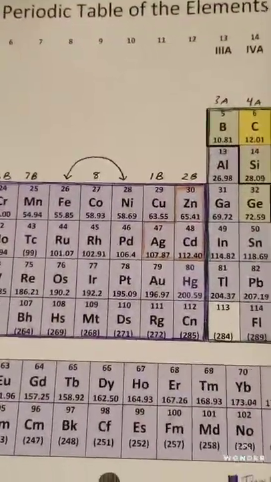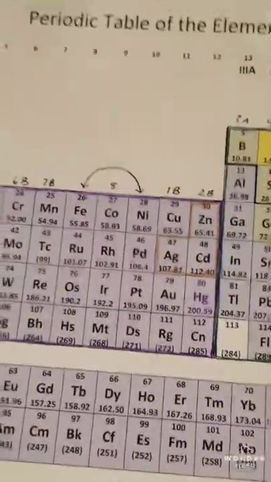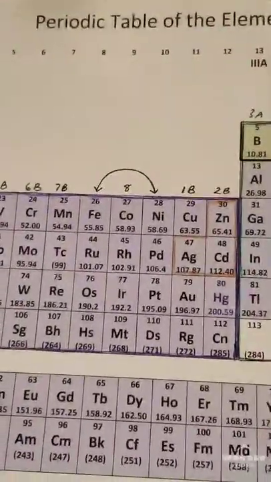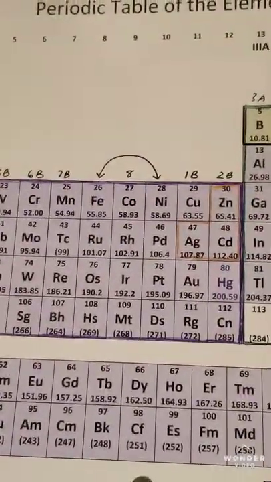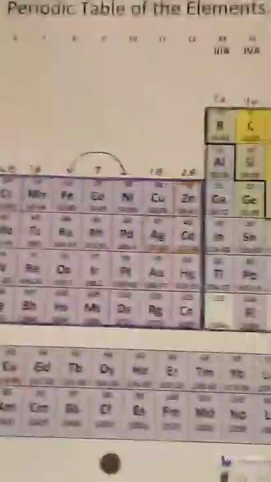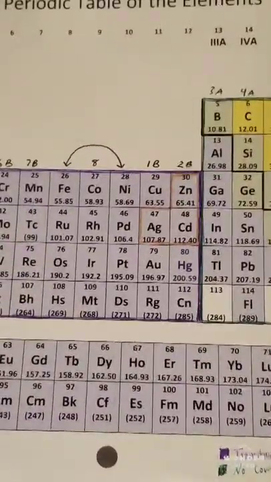Phosphorus. Now, phosphorus is P, number 15. So it's in the yellow, so it is a non-metal. So go ahead and write non-metal.